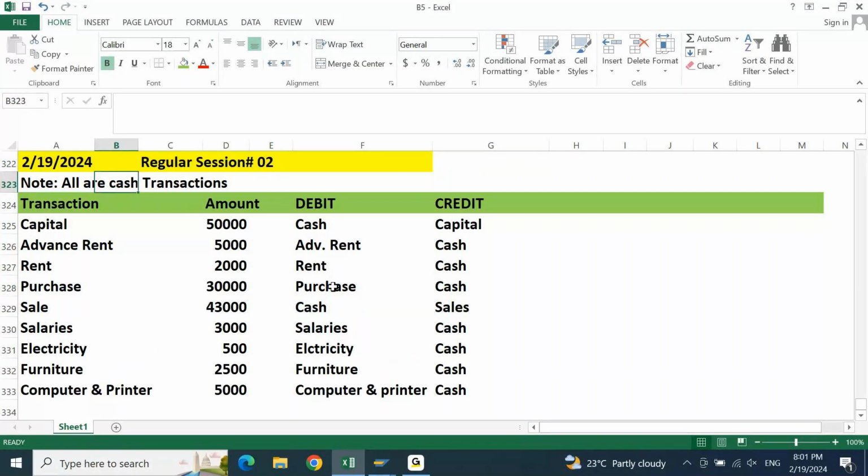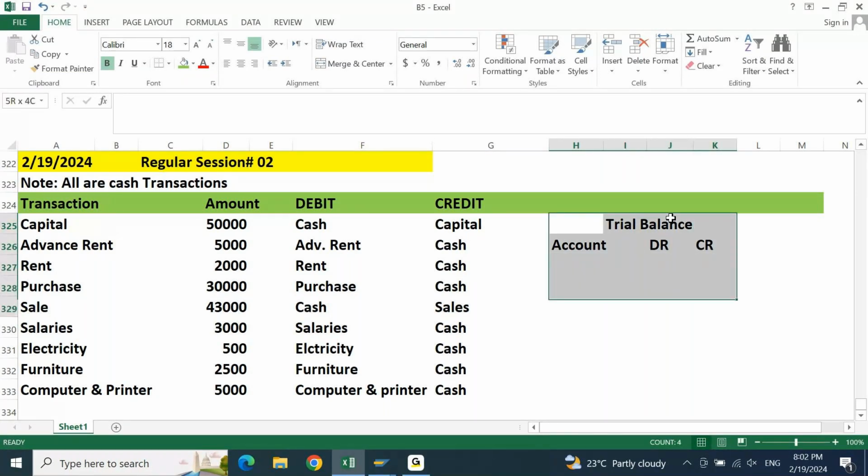Okay. All right. So now what I'll do, I am going to make a trial balance here. So let me put another heading called trial balance. Now in the trial balance, you have to put something called account, and you will put debit balance, you will put credit balance. This is what you'll have to put. Now for this trial balance, let me make a different one. I'll put a different color for this.